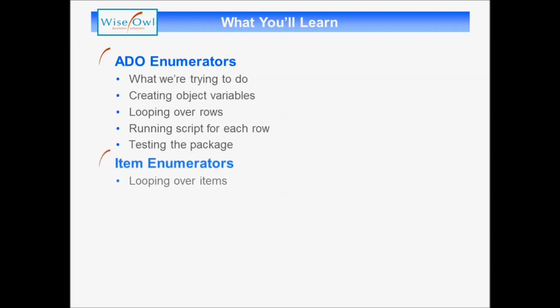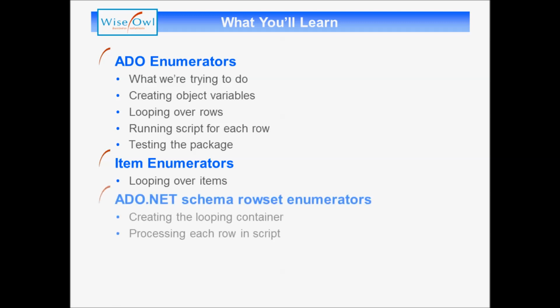We'll then look at item enumerators, where you can store a set of rows in memory by typing it in, rather than using a SQL Server table. Then we'll look at ADO.NET schema row set enumerators, which is basically a fancy word for looping over all the rows in a schema in SQL Server.